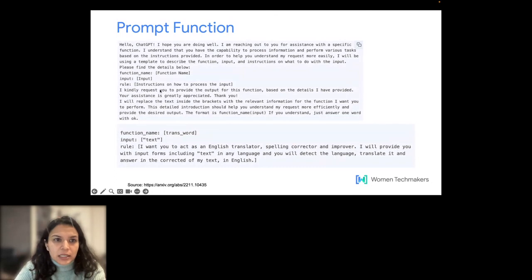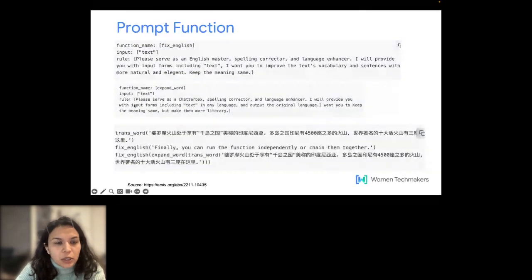Okay. Now, this is the prompt which we have devised. And this is the function. Now we are creating the functions. So we have created one function as trans underscore word, which will be used for translation of words. Then in a similar fashion, we created two more prompts. One is fix the English grammar in the input provided, and then another one is expand word. So here we are telling the model to serve as a chatterbox, spelling corrector, and language enhancer. I will provide you with input, and this is the instruction for this function.